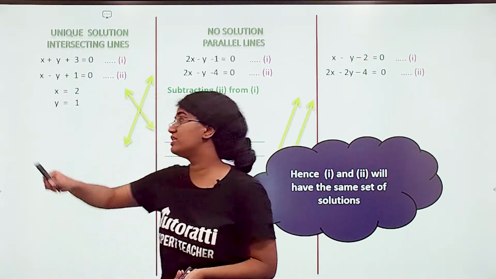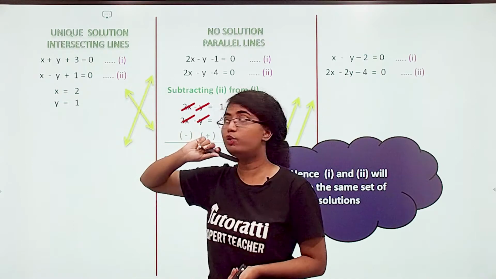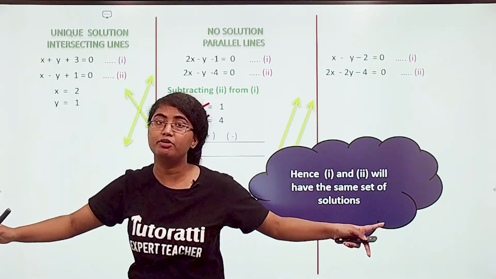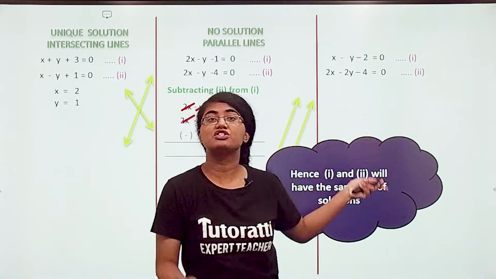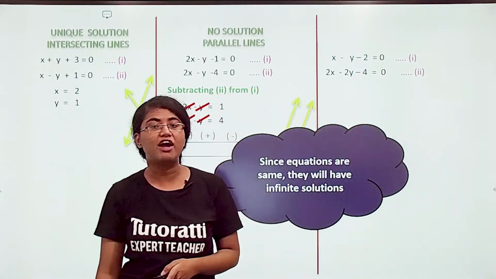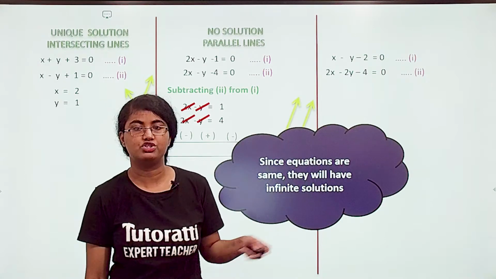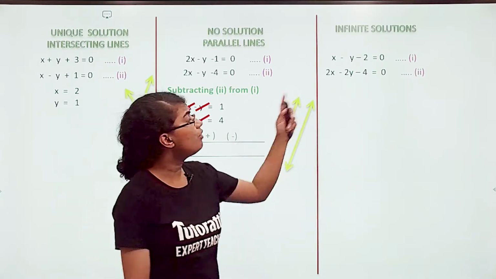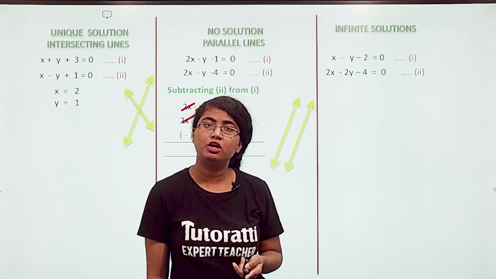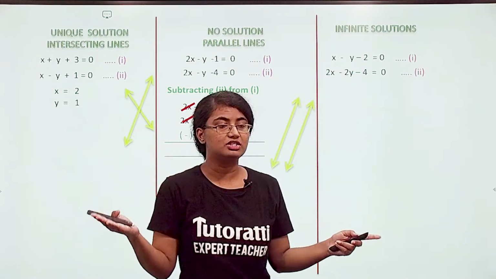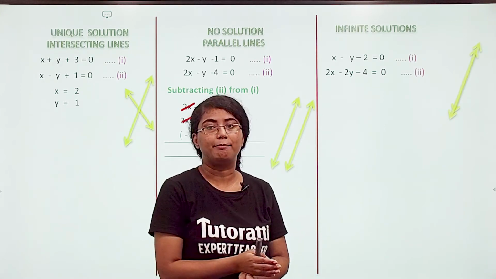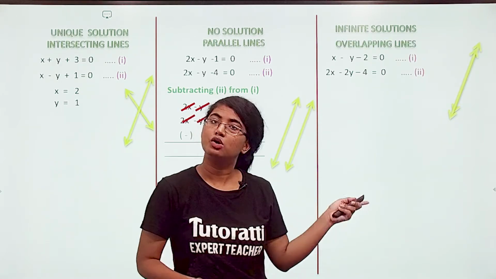Now remember what we said about the first equation. Individually, the equation has an infinite number of solutions. So if these two equations are one and the same, they will also have infinite solutions. How do you graphically represent them then? All the solutions are the same. That means the lines are overlapping.